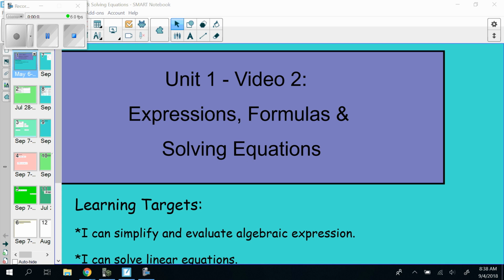All right, today we're going to be looking at expressions, formulas, and solving equations. And we want you in this lesson to be able to simplify and evaluate an expression and solve a linear equation.